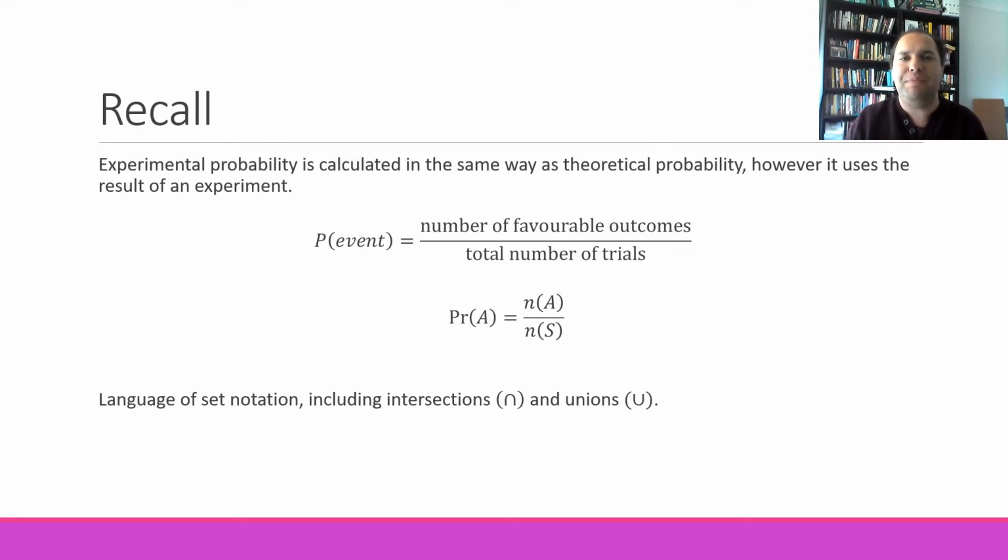Things to remember: experimental probability is calculated in the same way as theoretical probability, using the result of an experiment. Recalling our formula, also as a symbol, the probability of A occurring equals the number of times A occurs out of the total number in our sample.